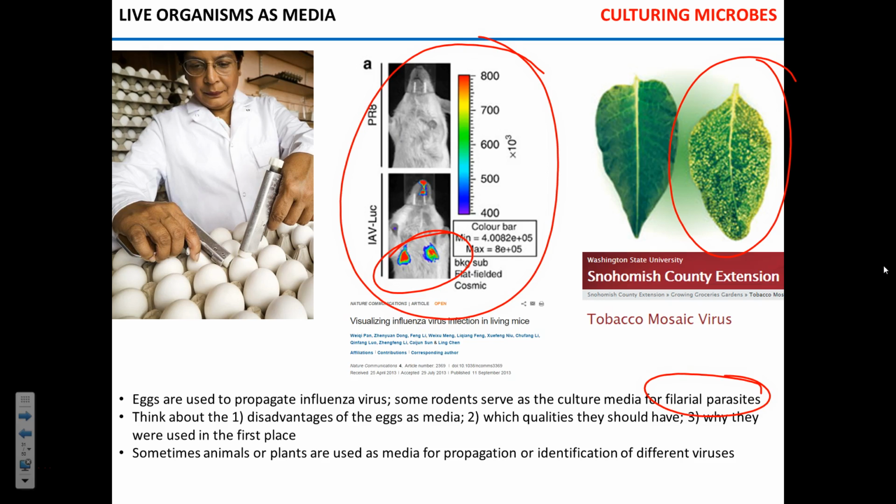Now you can use humans, okay, but the animals or animal product or animal live media that we use most frequently are eggs. You can see that lady injecting influenza virus in eggs. We produce influenza virus for vaccine in chicken eggs. So what are the disadvantages of eggs? Do you have eggs at home? Yeah, you have to handle them with caution. Something else.